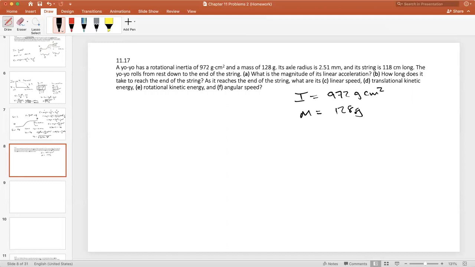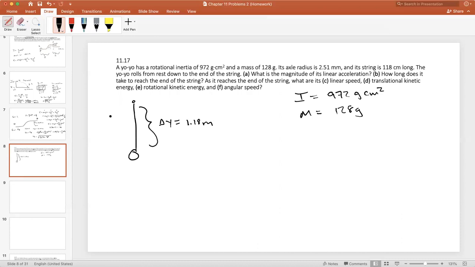The yo-yo rolls down from rest to the end of the string, and then it asks us a whole bunch of other questions. So what we have to know here is this yo-yo starts at the top, it rolls down to the bottom of a string. This distance I'm going to call delta y is 118 centimeters, so 1.18 meters. I might leave it in centimeters. I don't know. I'll get to that when I get there.